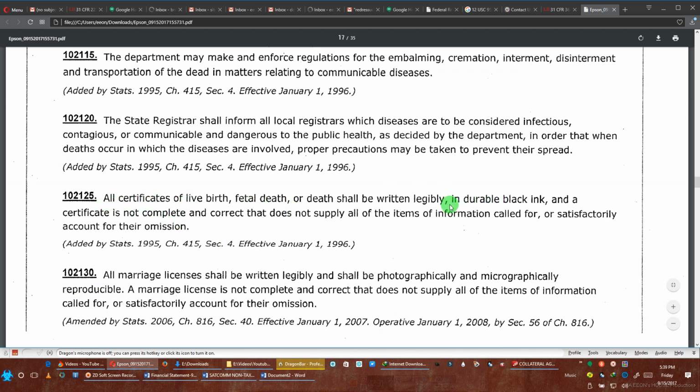Certificate of birth, live birth, allegedly, durable black ink, and a certificate is not complete and correct that does not supply all of the item of information called for and satisfactorily account for their omissions. Thank you. That applies to me.